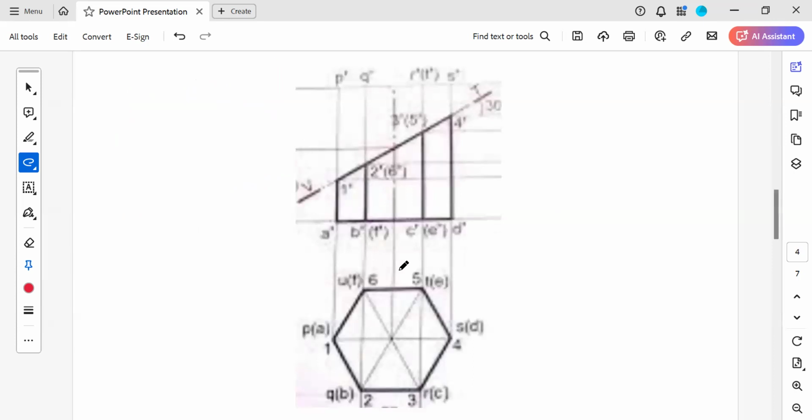First we need to draw the top view. Top view is a hexagon. Let us take one side of 35 mm. Here you draw a 60 degree line. On this line you measure 35 mm. This will be 60 degrees, and this is also a 60 degree line. On this line you measure 35 mm, and you will get points 1 and 4.